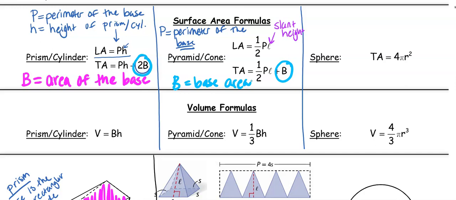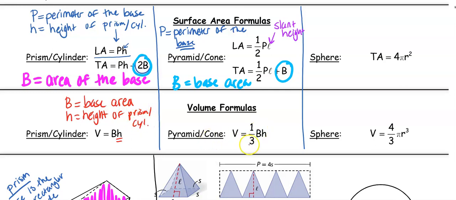Then we have the volumes of those objects. Big B is always going to be the same thing. So big B again stands for base area. H is always height. But we have lots of different kinds of heights. Is it the height of the base? Is it the height of the prism? We know it's the height of whatever formula you're looking at. So since we're in the prism cylinder formula, this is going to be the height of the prism or cylinder.